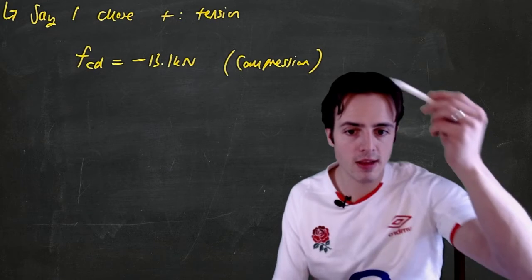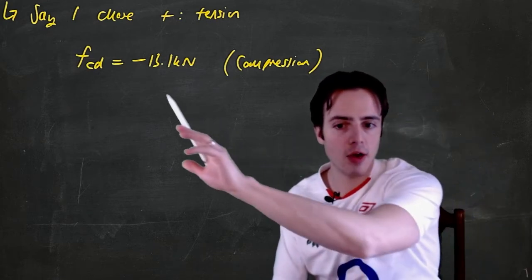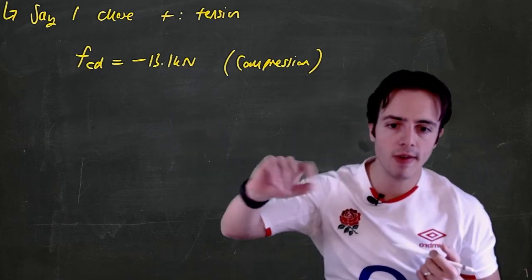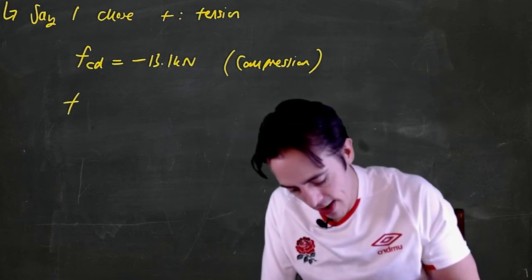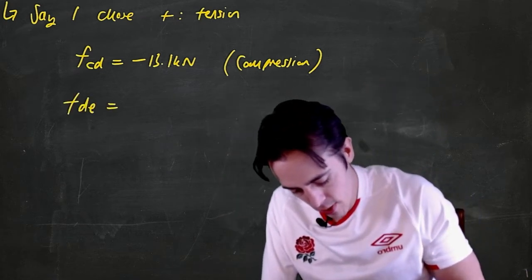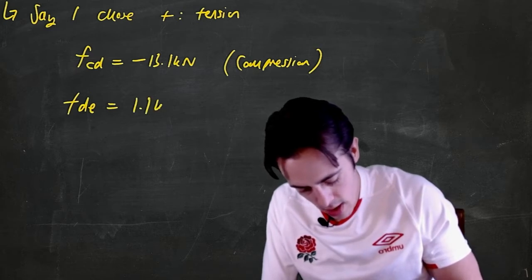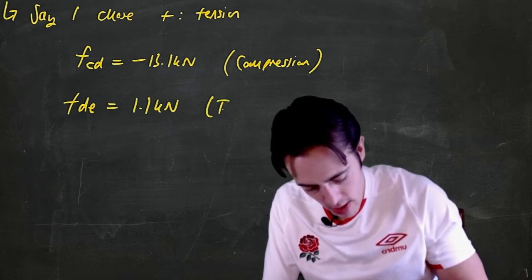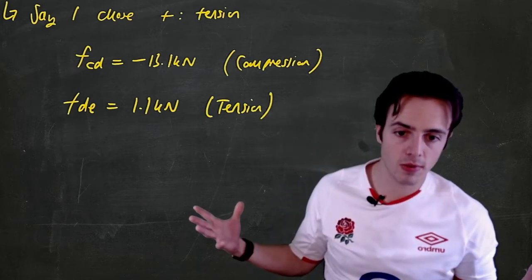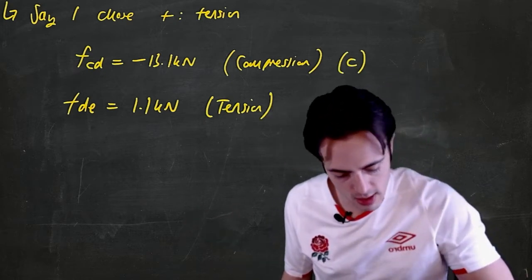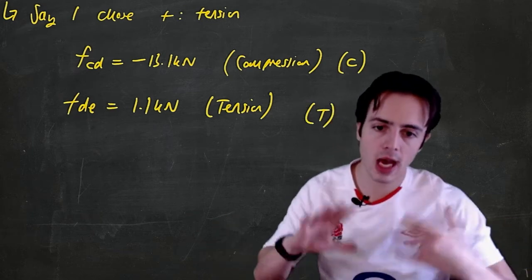Okay, this just means that when I see your answers at the end of it, I don't necessarily need to look at what your sign convention was at the beginning. You can just list this here. And similarly, if you found FDE was equal to 1.1 kilonewtons, this would be in tension, for example. Or you put a C or a T. This is just what those mean.